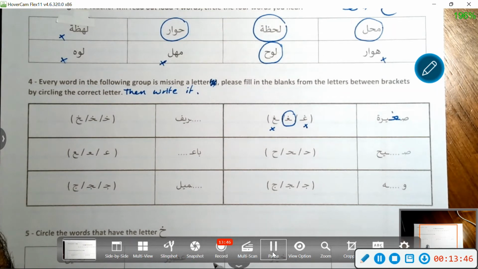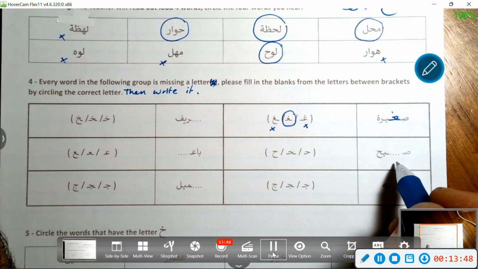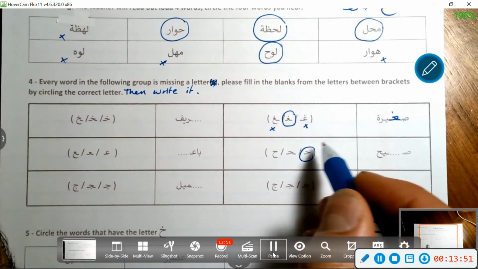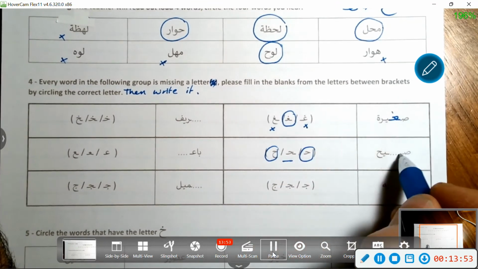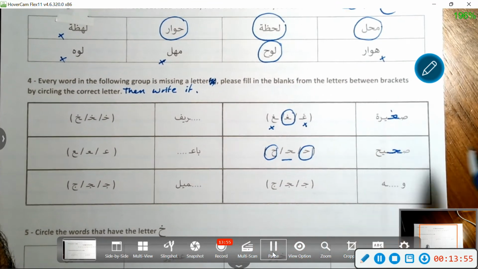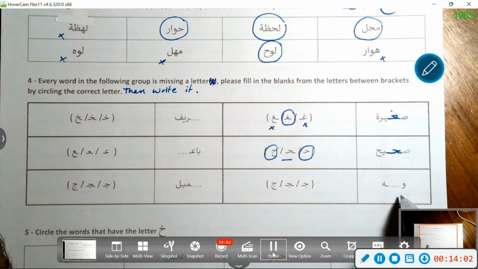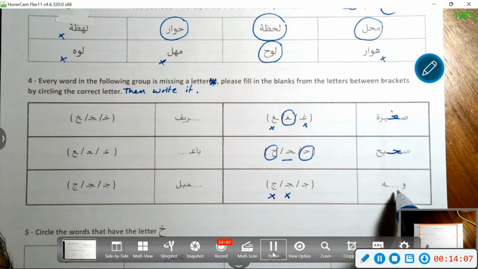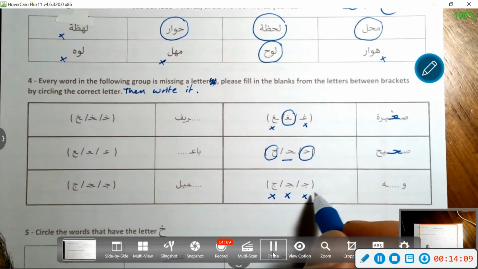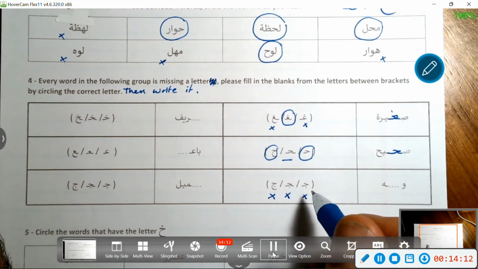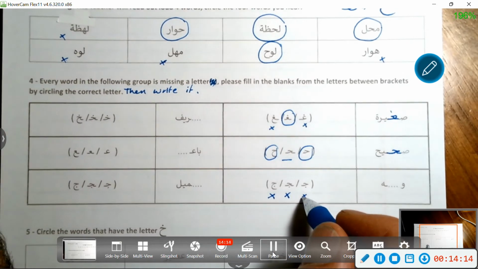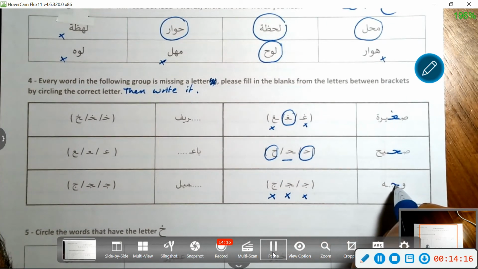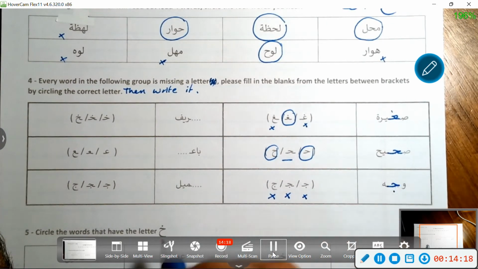صحيح، هذه في أول الكلمة وهذه في آخر الكلمة، سنختار الوسط. صحيح. هذه الكلمة وجه. So this jim is in the middle, this jim is at the end. We need jim that's not connected, which usually it comes at the beginning of the word, or when there's a letter that doesn't connect, it comes in that shape. وجه means face.